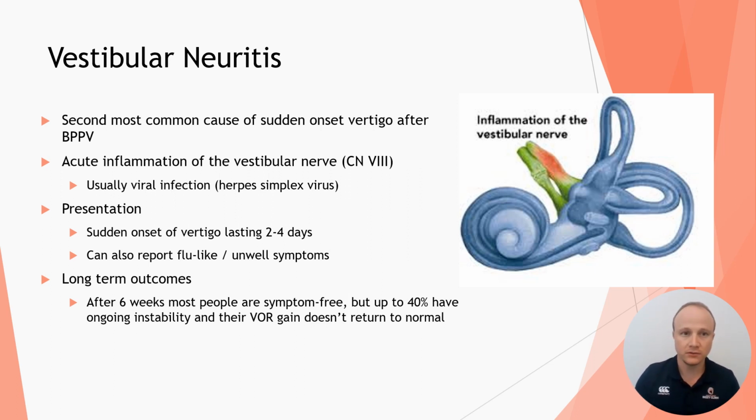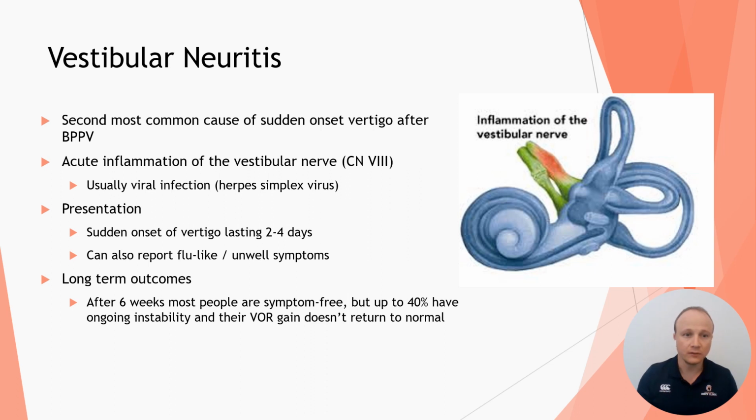So we're moving on to the next one, which we're going to call vestibular neuritis. Again, a very common cause of sudden onset of vertigo. It's caused by an acute inflammation of the vestibular nerve, or our 8th cranial nerve, and it's usually a viral infection, typically the herpes simplex virus.